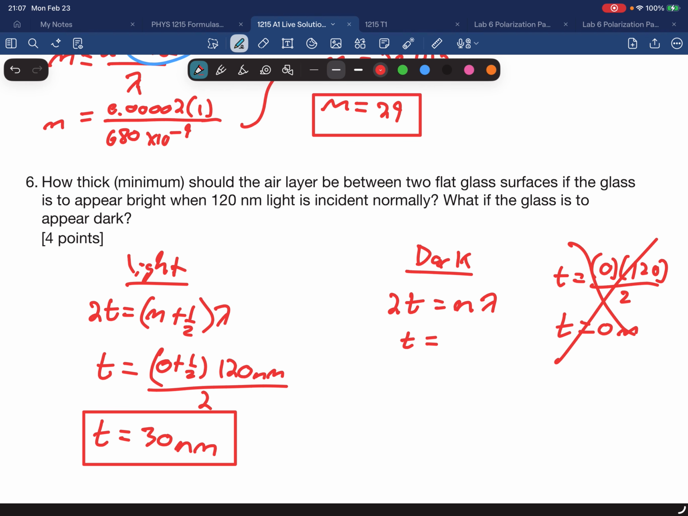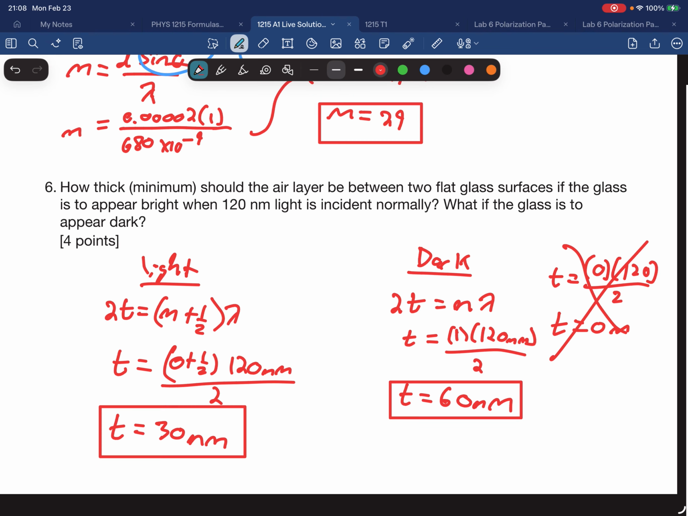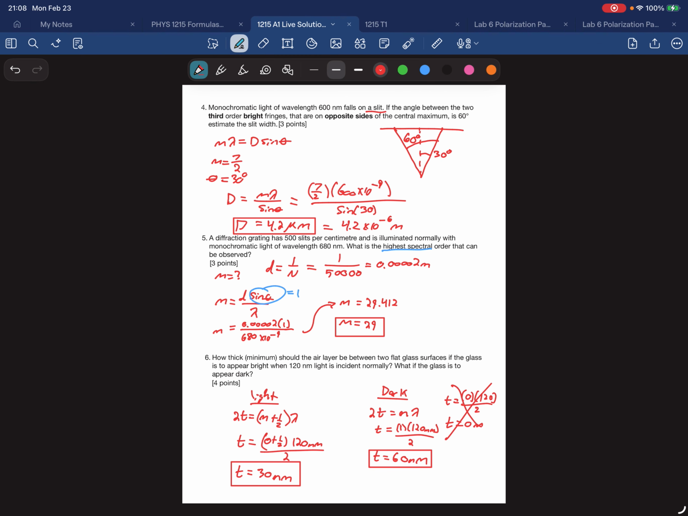So instead of plugging in 0, we're going to plug in 1. So we get 1 times 120 nanometers over 2, equals 120 divided by 2, 60 nanometers. So those were questions 4, 5, and 6.